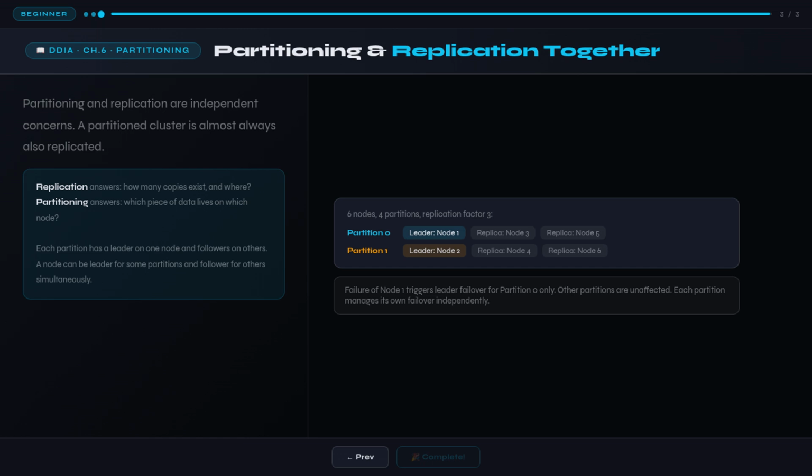The two strategies for actually assigning keys to partitions, key range and hash, are what Chapter 6 centers on. Key range we just covered. Hash is next, and it solves key range's hotspot problem while introducing a new limitation.